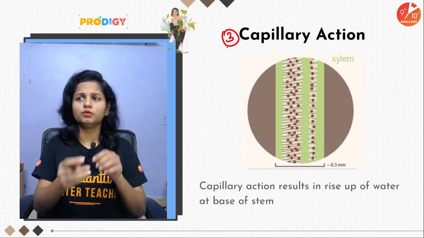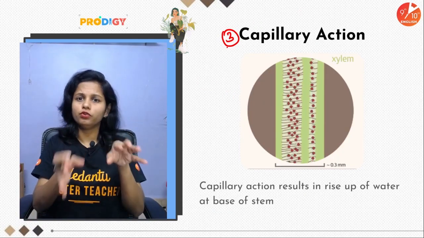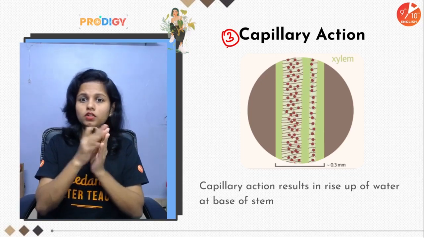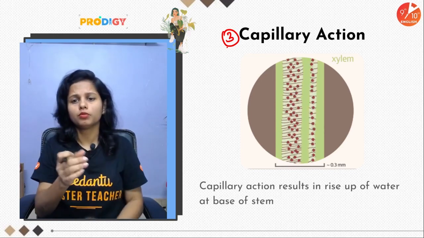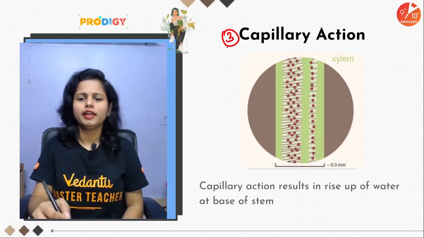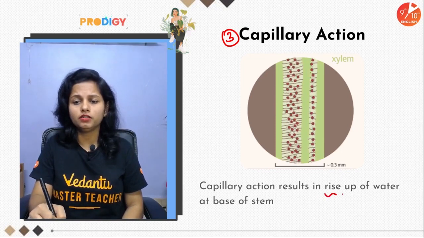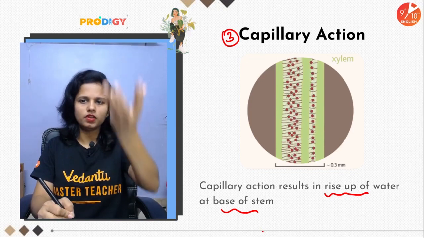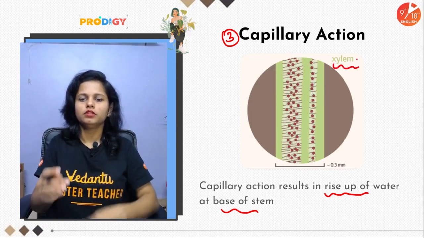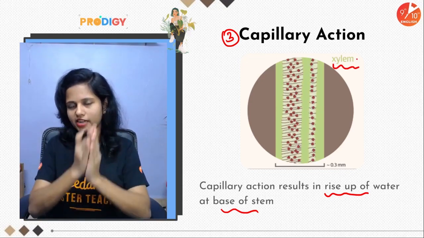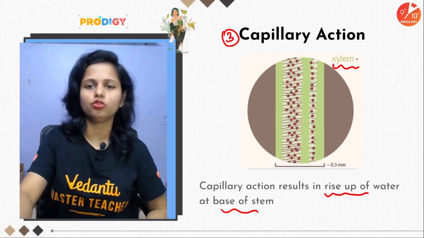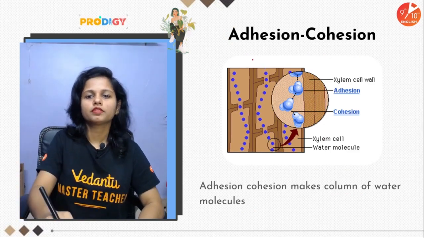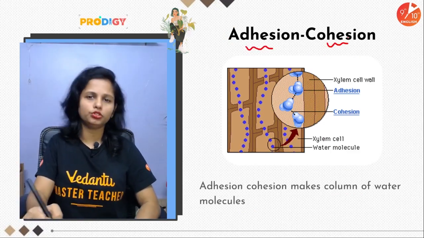Now the next force is capillary action. What is capillary action? It is the movement of fluids where the fluids trickle into small narrow cavities due to intermolecular forces. It helps in the rising up of water at the base of the stem, at the base of the xylem. So this is the xylem, and capillary action helps in rising up a water column. But besides this, there are two major forces: adhesion and cohesion.